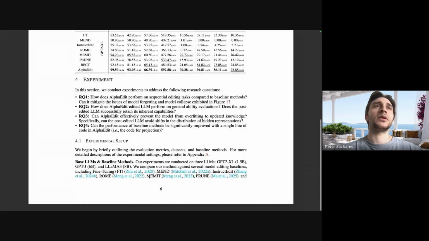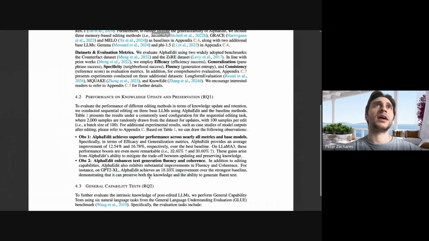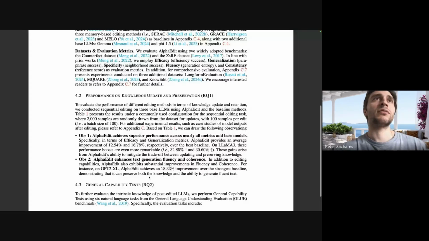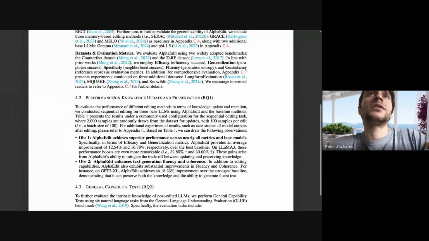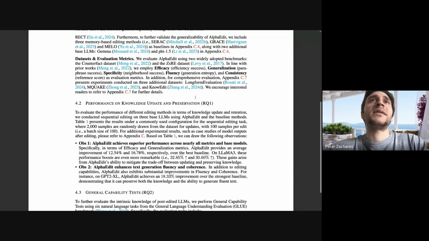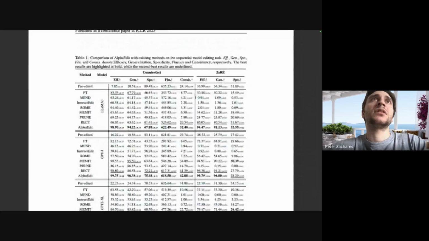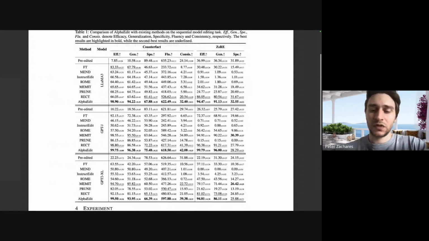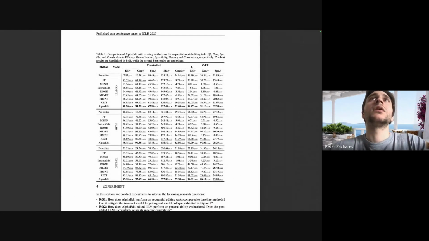I'm not going to go through the actual experiments and data sets. Let's just go through everything. So, performance on knowledge update and preservation. This is saying, does it learn? This is the first table that has all of these results. And let me just zoom out a little bit.